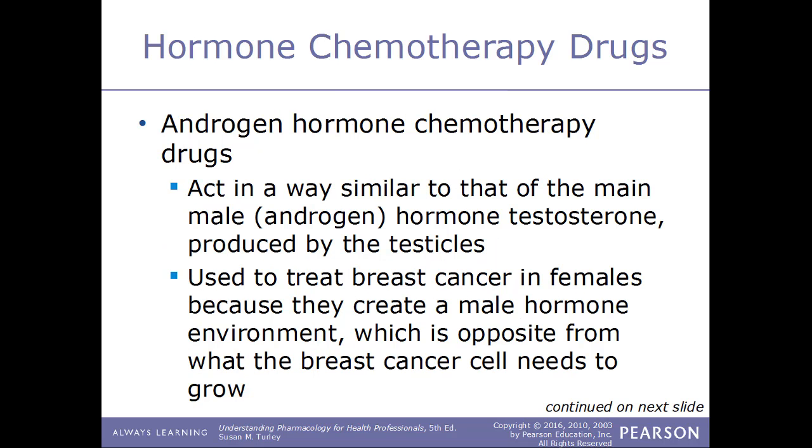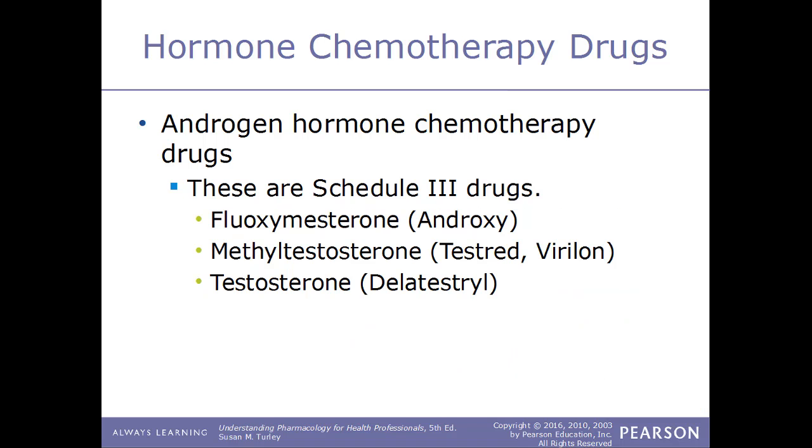And one type of the hormone chemotherapy drugs include the androgen hormone drugs. And these act in a way similar to that of the main male hormone, testosterone, which is produced by the testicles. And these are used to treat breast cancer in females because they create a male hormone environment, which is exactly opposite that the breast cancer cells need to grow. And these kind of chemotherapy drugs are Schedule III drugs.